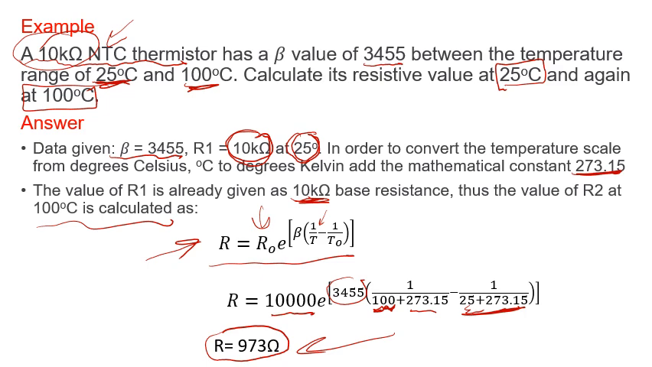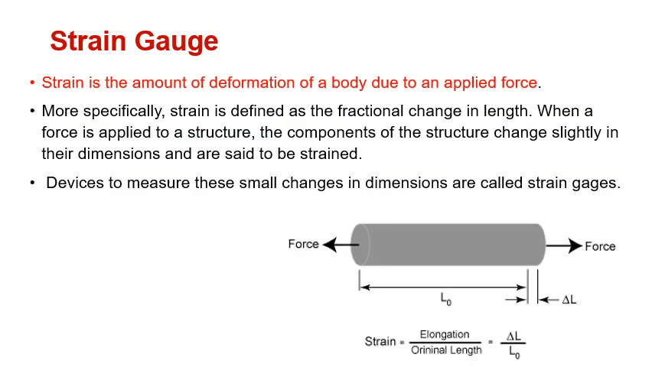Notice here that the sensor is NTC, as I mentioned, negative temperature coefficient. So when the temperature was 25 degrees Celsius, the resistance is 10 kilo ohm. And when the temperature is 100 degrees Celsius, the resistance is less than 1000 ohms. That's what we mean by negative temperature coefficient.